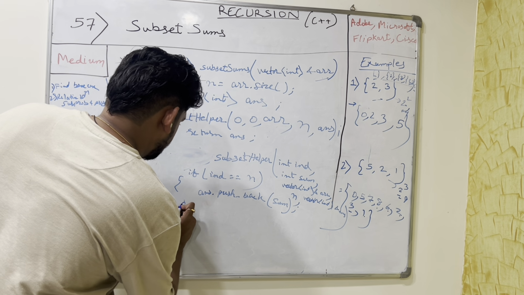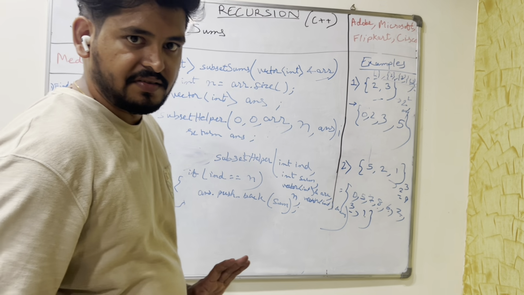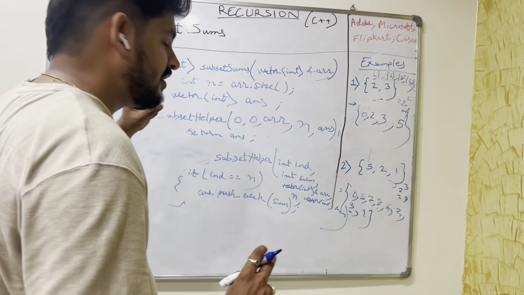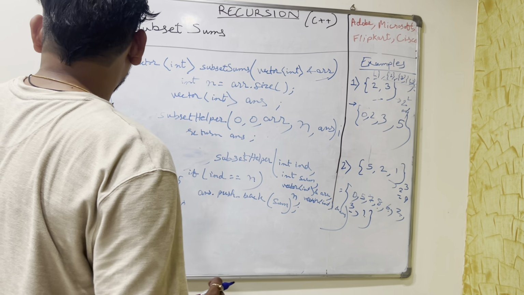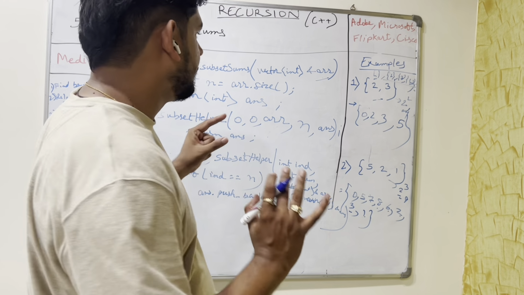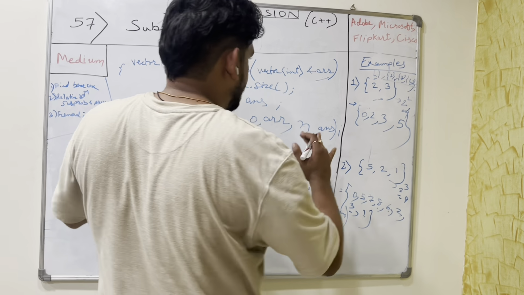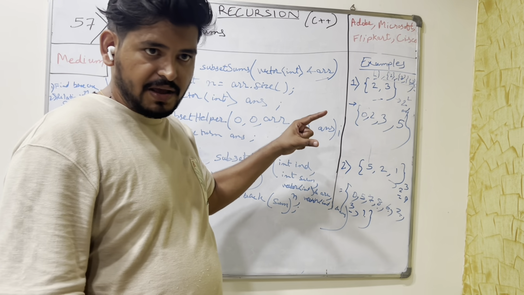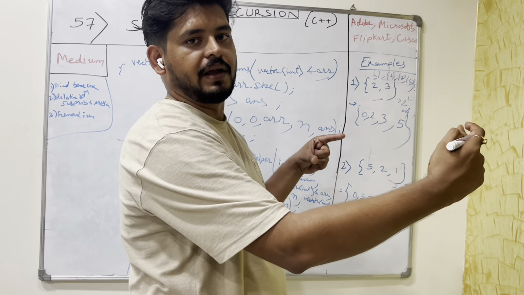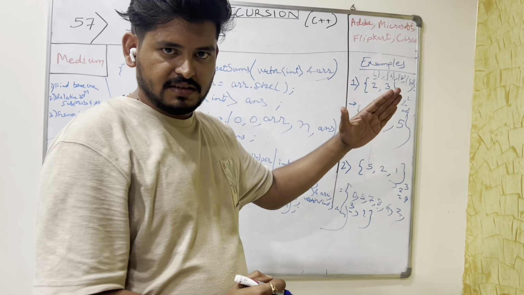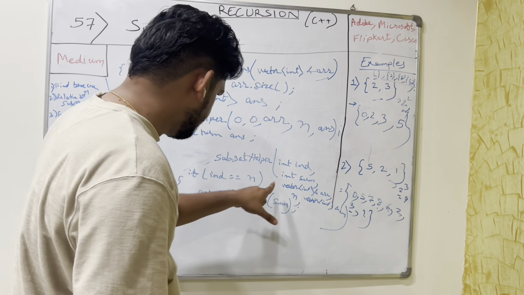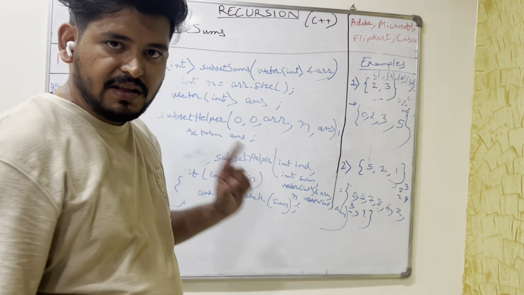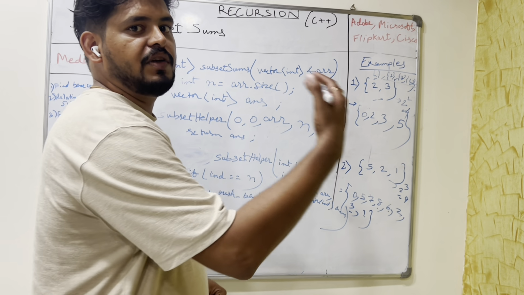And this would be our base case. Now, what did we learn? Either we pick the element, that is the relation between the problem and the subproblem. What is the relation between the problem and the subproblem? When we discussed, we either pick or we don't pick. Initially we start from the zeroth index, so we can pick the zeroth index or we can't pick it.